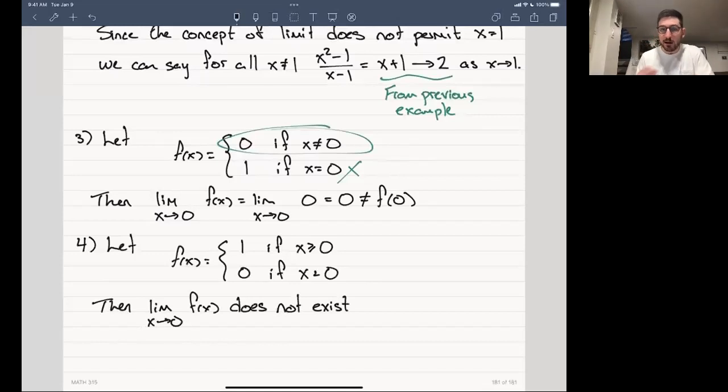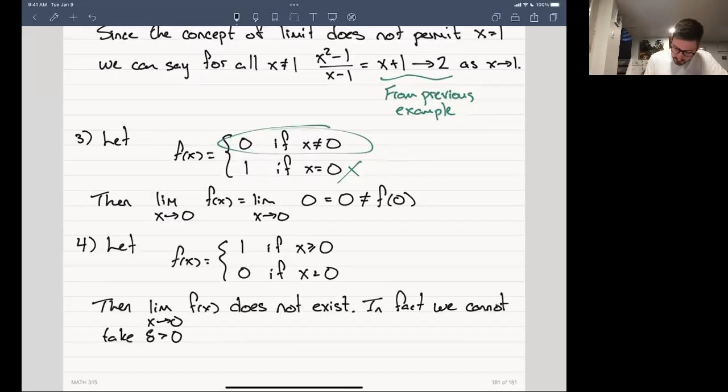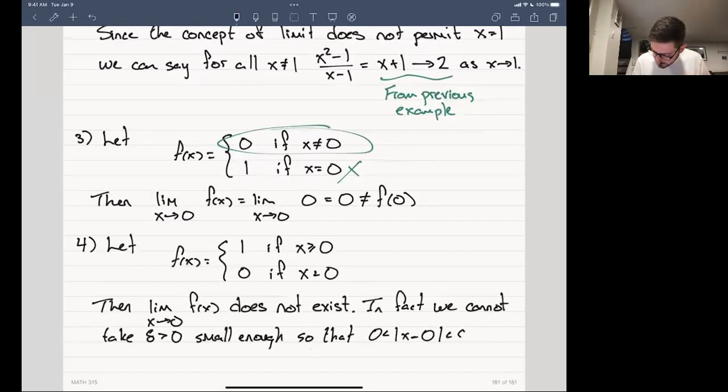So that means that we cannot take delta. So this means, in fact, we cannot take delta greater than 0 small enough so that 0 is less than |x − 0|, pardon me, since a is equal to 0 in this case, less than delta, to get |f(x) − L| less than epsilon for some L. Now, why is that the case?